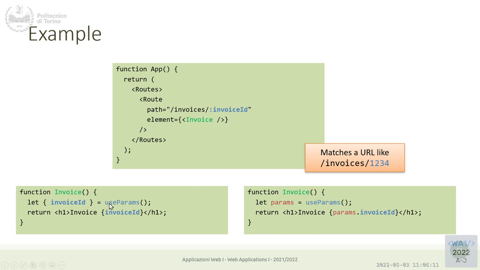By the way, if we already know in this case which is the parameter that we want, instead of extracting the params object and then doing params.invoiceId, we can always use the destructuring assignment, where we already extract some property of an object, and so we have it available as a variable, which is usually more convenient.